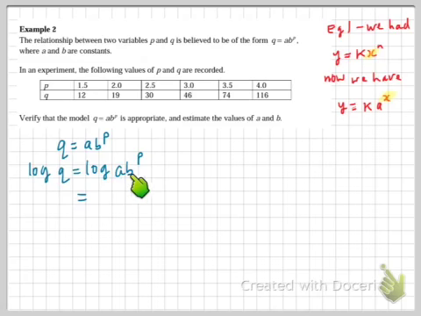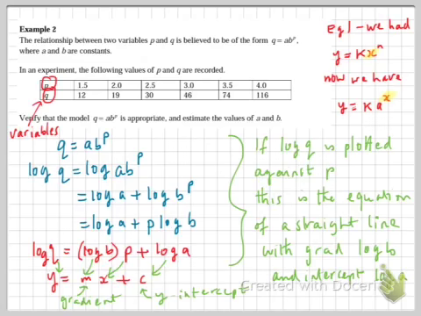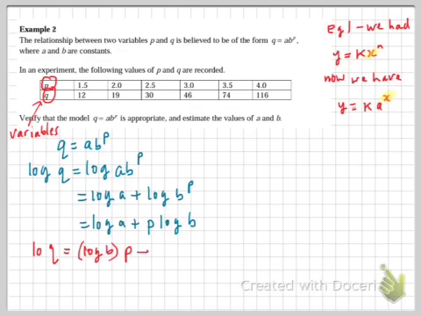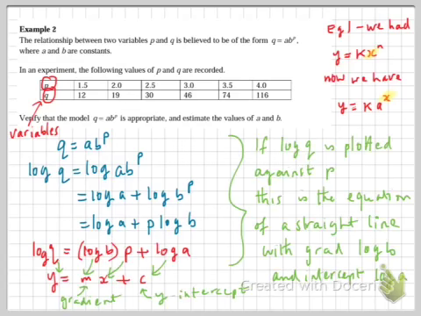We can then separate this out using the multiplication law, and then we can bring the p down using the power law. That's gone a bit too fast. Let me just rewind right over here. Now at this point I know p and q are my variables, so I need to write this in terms of p and q. So I'm going to have the log of q equals log b times p, so I've brought this part down over here, and p is my variable, plus log a, so that part's come over here. I'll put it in this form so it resembles the y equals mx plus c skeleton.